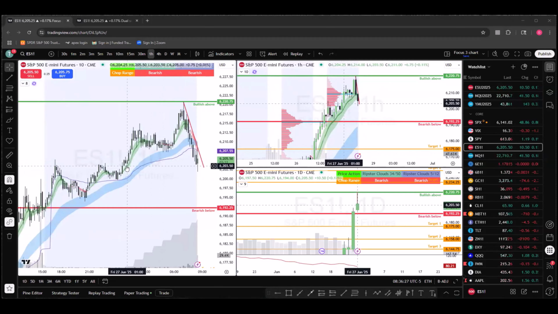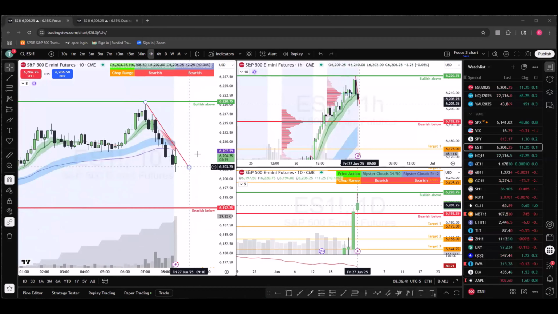What time was that at? Yeah, London is like right in here. This is the low, or maybe this is right here. No, just above 6200 is that London low. Order forbidden.